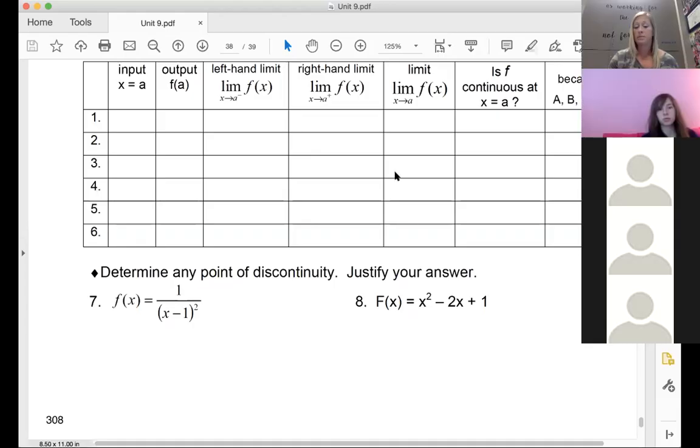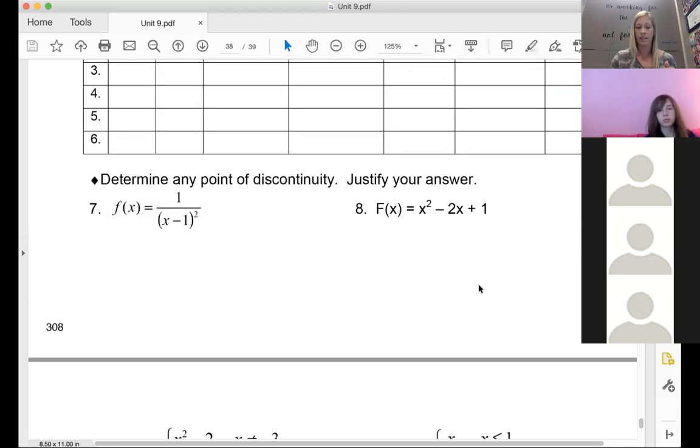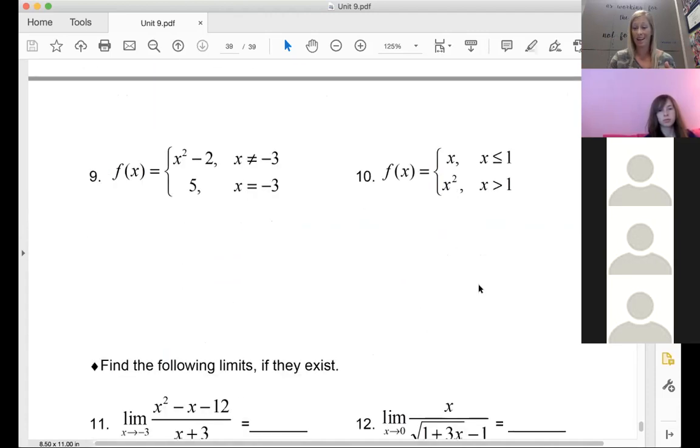Okay, so for 8, just because the parent function is a quadratic, it's continuous everywhere. Our domain is negative infinity to infinity. Therefore, we would just say 8 is continuous everywhere. We also said question 9.